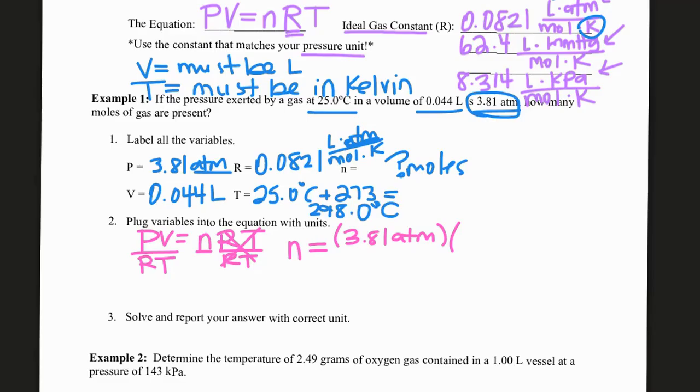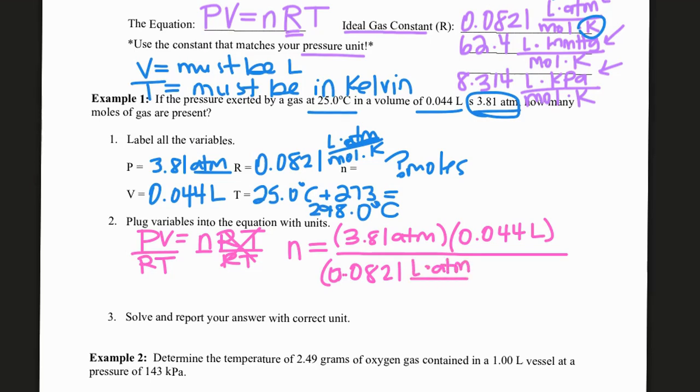My V is going to be 0.044 liters over my R, and I'm going to put my unit on my R, so 0.0821. Now the reason I'm going to put my unit here, liters times ATMs over moles times Kelvin, is because then I can check to make sure all my units cancel or are in the right unit, and that I converted them if I was supposed to. And then my temperature is going to be 298.0 degrees, not degrees Celsius, Kelvin.